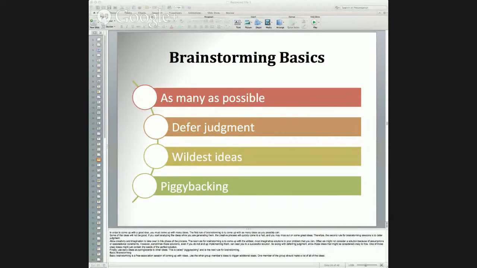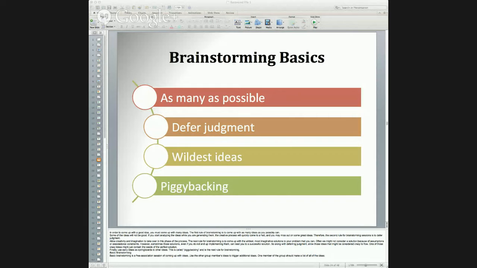The next rule for brainstorming is to come up with the wildest, most imaginative solutions to your problem that you can. Often we might not consider a solution because of assumptions or associational constraints. However, sometimes those solutions, even if you do not end up implementing them, can lead you to a successful solution. So along with deferring judgment, allow those ideas that might be considered crazy to flow. One of those crazy ideas might just contain the seeds of the perfect solution.